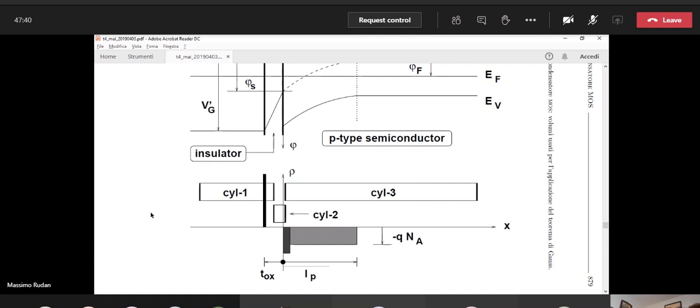The thickness of the metal layer, of the charge layer on the metal side, this one, is a few angstroms. So say 5 angstrom, okay? So it is obvious that when we have to deal with the charge in the metal, we mathematically consider it as a Dirac delta, okay?